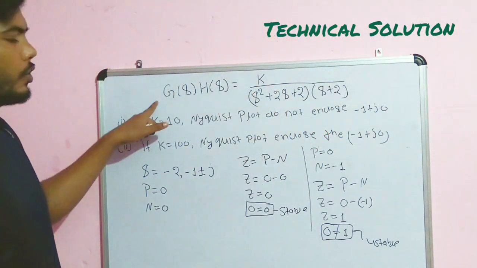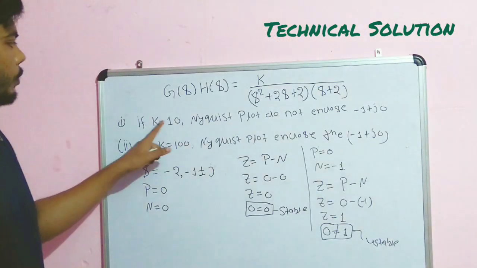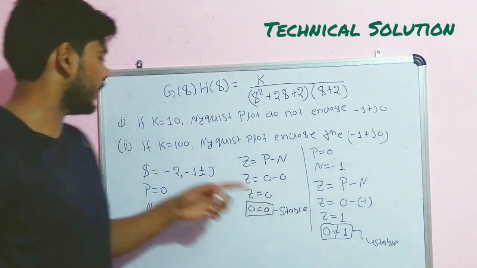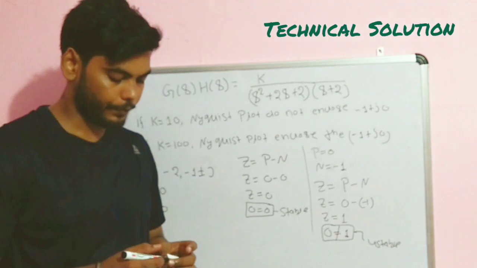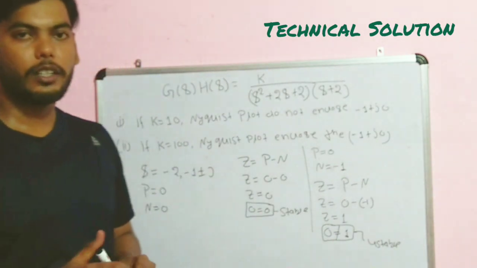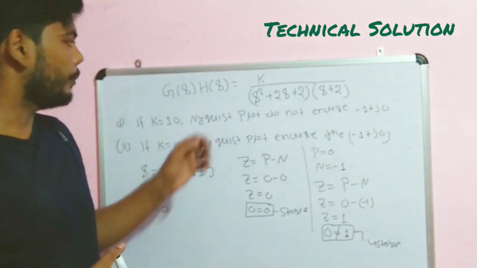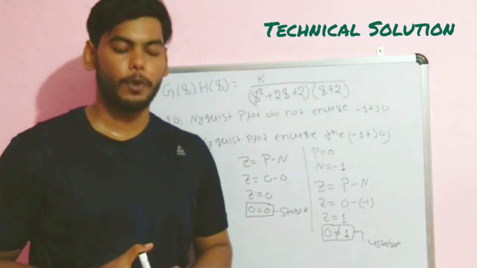So for this question, for K equal to 10, the system is stable, and for K equal to 100, the system becomes unstable. So these are the questions based on polar and Nyquist plots.